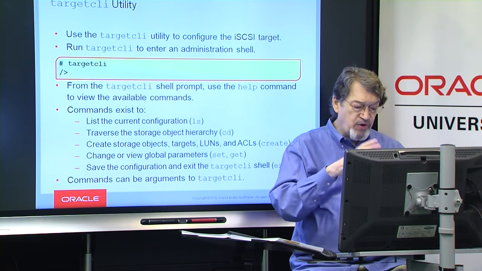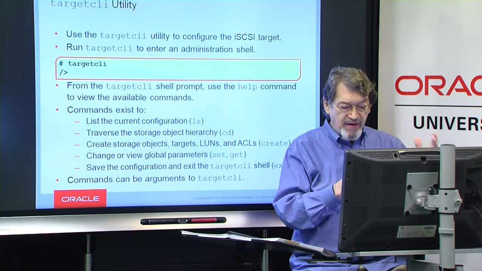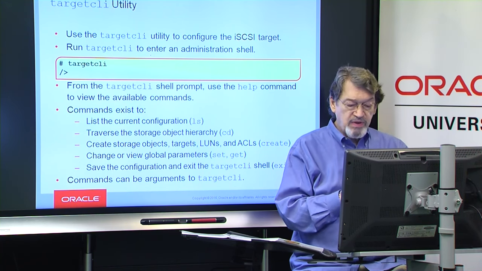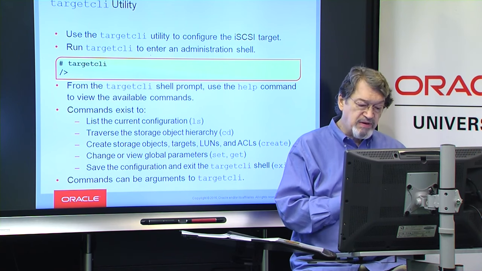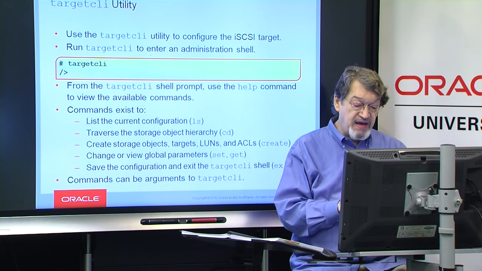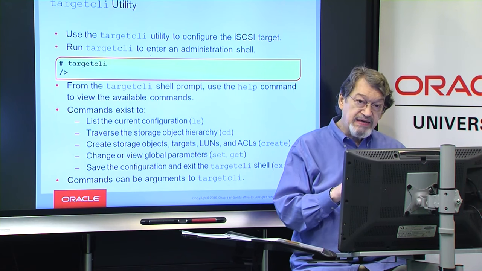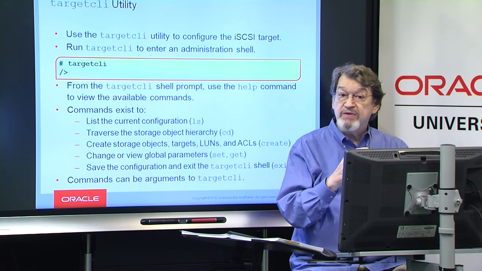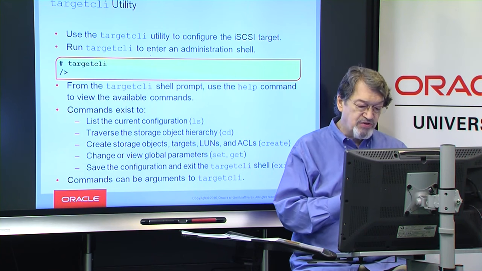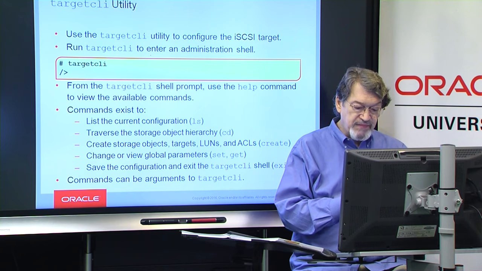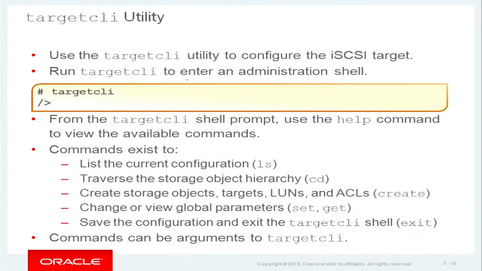All right. So depending on what you're doing, you can obviously navigate, you can list, you can change directories, you can create LUNs and ACLs. You can get global parameters, and you can reset. You can change those global parameters. And then you save the configuration with the save command and then exit. The commands are arguments that would then be applied on the command line. Either one of those two approaches is good.